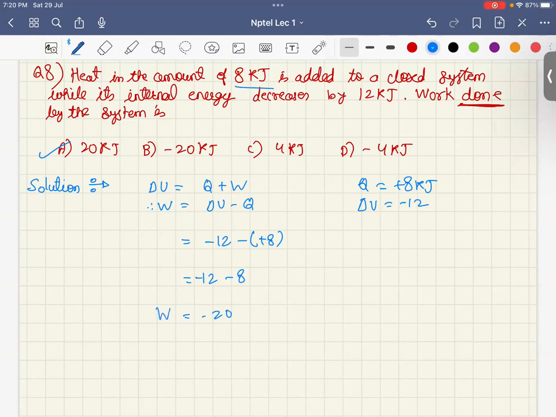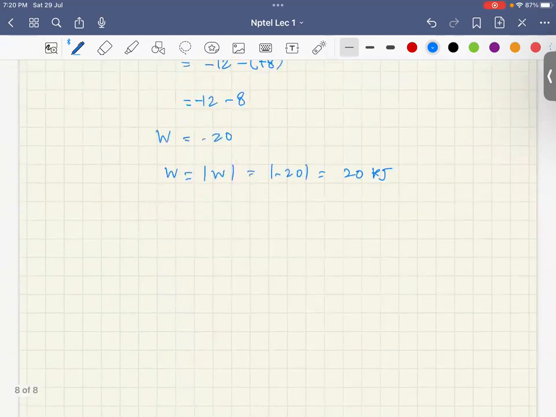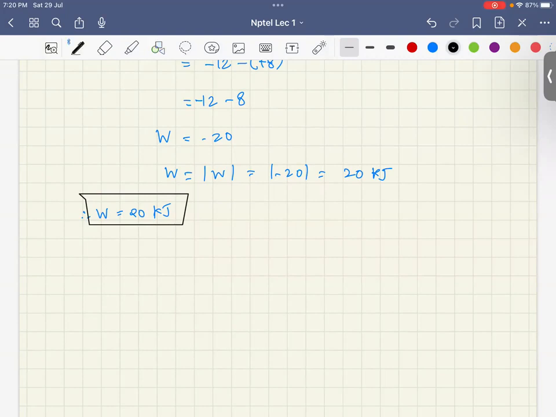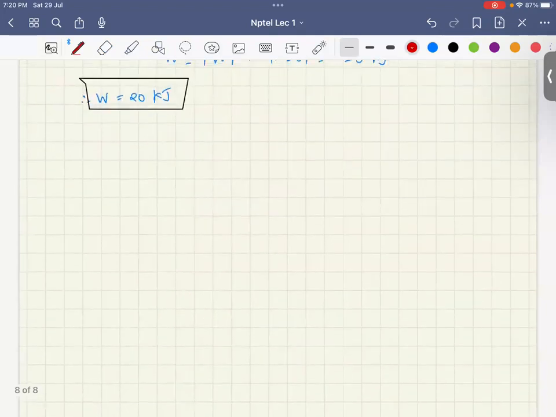But since they are asking work done, in that case, W is going to be mod W, which is nothing but mod of minus 20, which is nothing but 20 kilojoule. Hence the option is option A. Therefore W is nothing but 20 kilojoule. This is the answer. So I hope the question and solution is clear to everyone. If this is clear, then we'll move on to the next question.